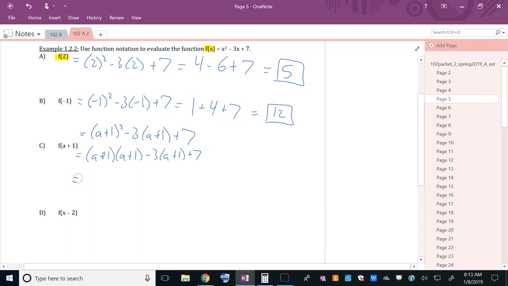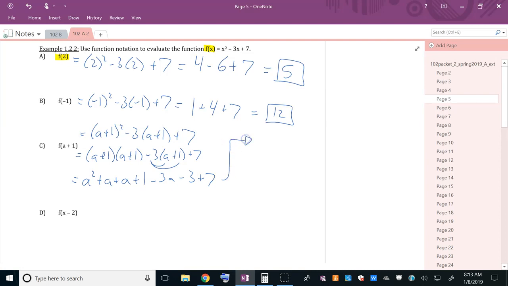And then let's FOIL. I get a squared plus a times 1 is a, and similarly a times 1 is a, 1 times 1 is 1. Here as I distribute, make sure to distribute the negative sign as well to get negative 3a minus 3, and I've still got the plus 7. And then let's add up like terms. I get a squared, and then I've got a plus a minus 3a is minus a, and then plus 1 minus 3 is negative 2, plus 7 is 5. I do get an expression for my answer, but that is what we expect when we evaluate an expression.